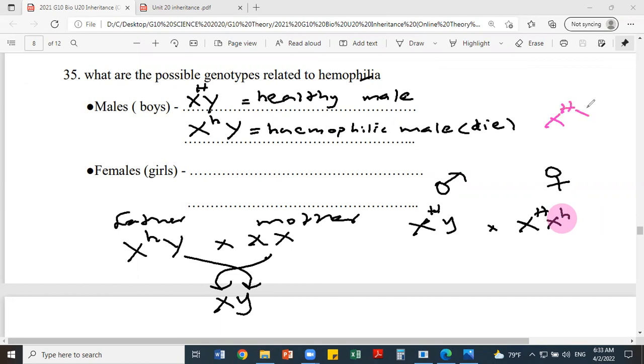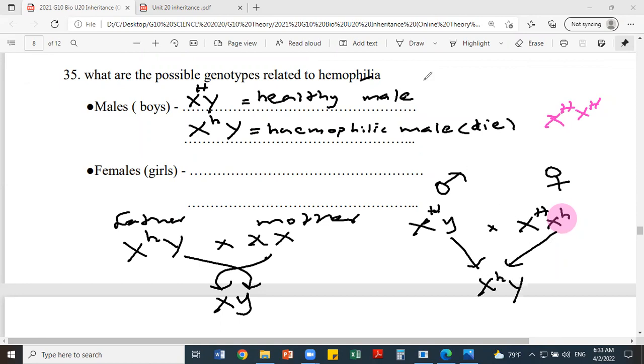If both are capital H, no problem. It's very good. Why? There's no risk, no hidden simple h, no hidden recessive gene which can cause the disease. Now the problem is, if the boy gets the Y chromosome from the father and X simple h from the mother, what problem will arise? Then it becomes X simple h Y.